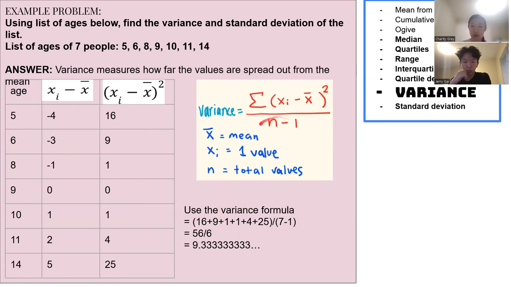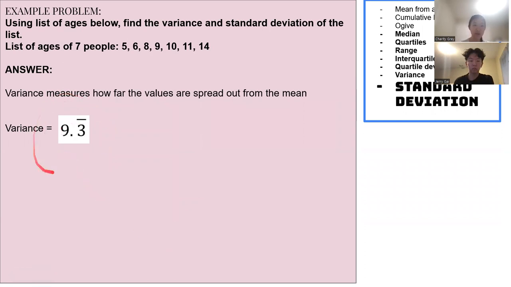And then we will figure out n minus 1. So we know that n is the total number of values, which is already given for us. We don't have to count it. That's 7 people. So n minus 1 is 6. So we have the summation of this whole column, which is 56, divided by 6. We'll get the answer of 9.333333... So your final answer will be 9.3 bar, which tells you that this 3 goes on infinitely. If you don't understand why this is, please ask your teacher. This is about irrational numbers.